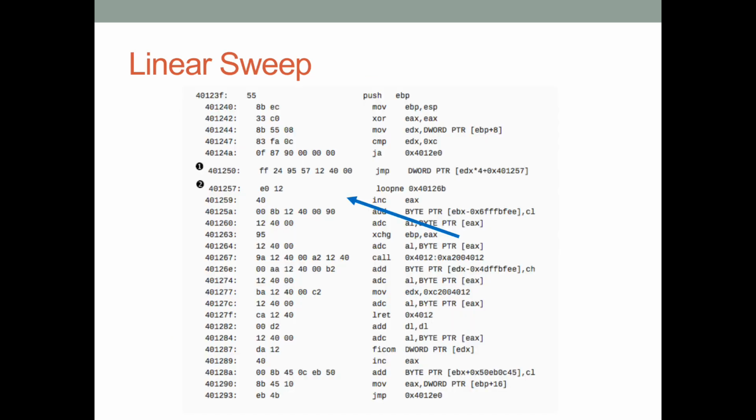Here's an example right out of our IDA Pro book showing the problem we just talked about: sometimes as it's doing that linear sweep, it can make a mistake. What you want to look at here is this instruction. You can see we have this jump to dword pointer edx times 4 plus this address, 401257. So the next instruction, E012, is loopne 40126B.